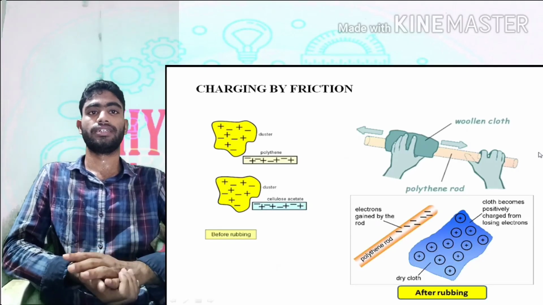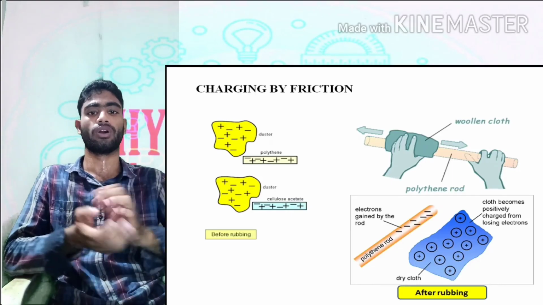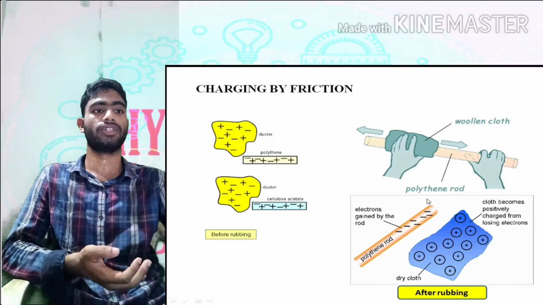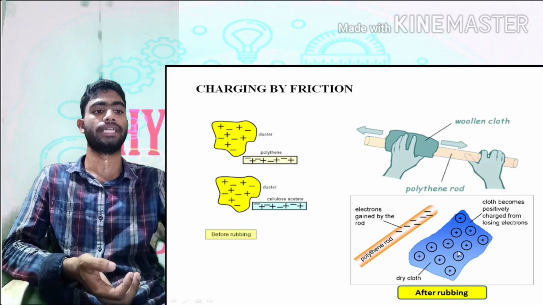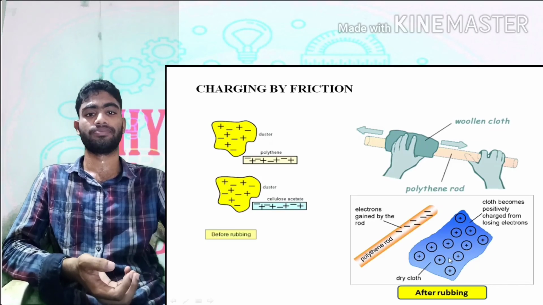So another method of charging is called friction. Friction means, as I already told you, when you rub two things, they will get charged. Okay, here I rub a polythene rod with a woolen cloth, and you can find that the polythene rod will acquire negative charge and the woolen cloth will get positive charge. Before rubbing, they look like this, they are neutral, but after rubbing they get charged. The polythene rod gets negative charge and the woolen cloth gets positive charge. Okay.